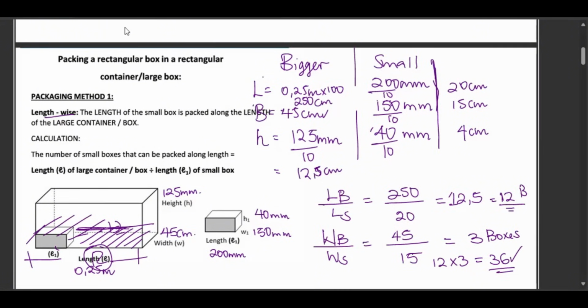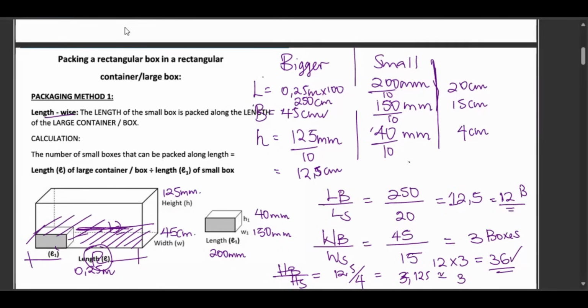So how many layers will fit inside here? For layers, it will be the height of the bigger box divided by the height of the smaller box, which is not 125, it's 12.5 divided by 4. We have 3.125. So this answer here, 3, in other words, these are 3 layers.